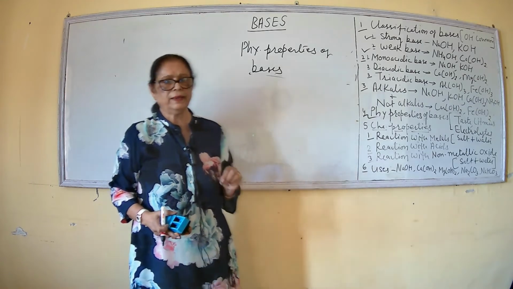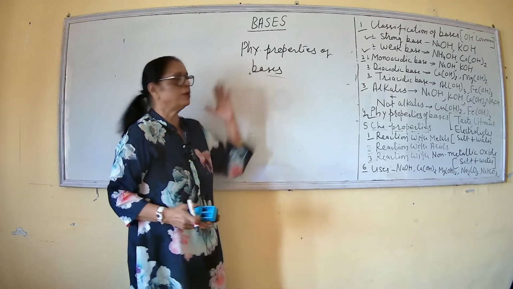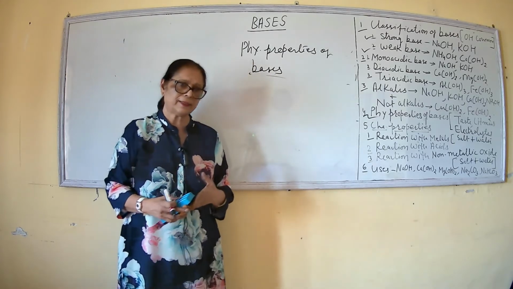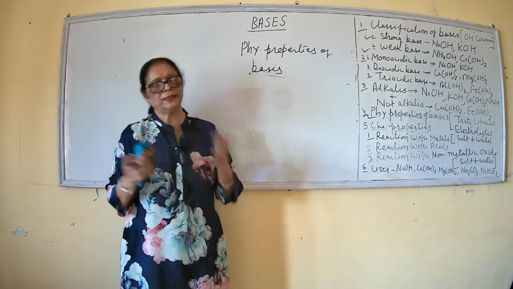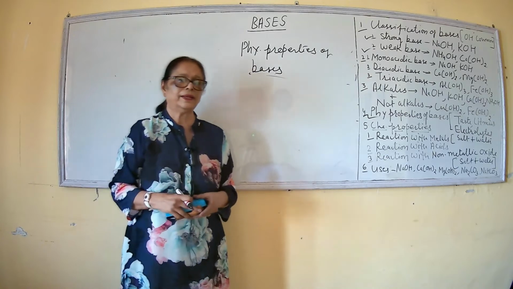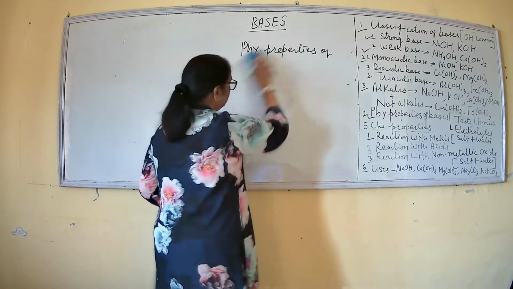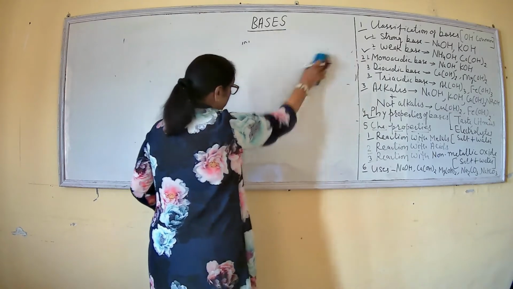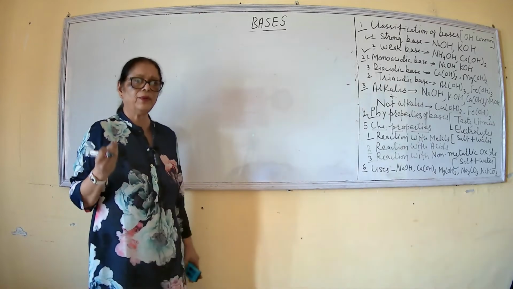So in this way we can detect the presence of bases, and this is also a physical property of bases. They turn red litmus blue, they turn methyl orange yellow, and bases turn phenolphthalein solution into bright pink color. So these are the physical properties. There is another property: bases are very good electrolytes.